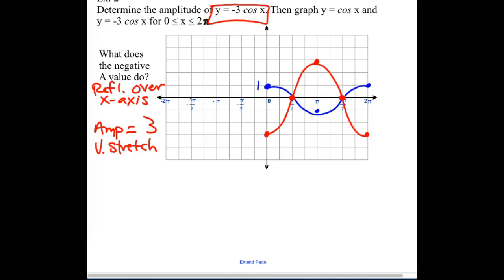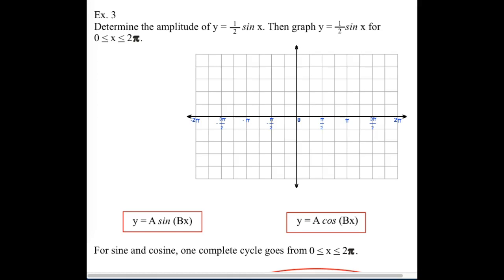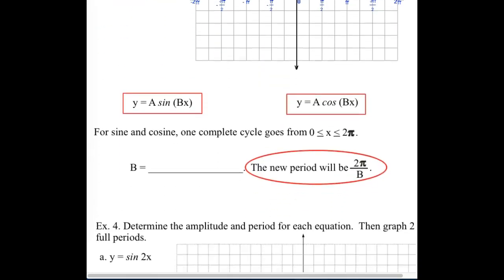Questions on what A is going to do? All right. So describe for me, what would this do? My amplitude is 1/2, so I actually have a vertical compression. Okay, so it's going to get smaller. We're going to skip over the graph of that. Let's just move on.